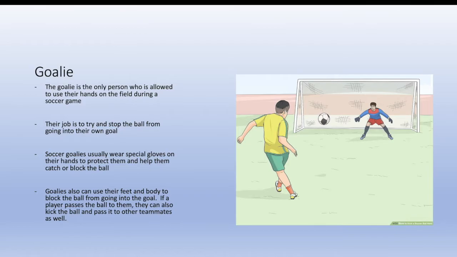If a player passes the ball to them, they can also kick the ball and pass it to other teammates as well. So if we look at this picture over here, we see the soccer player kicking the ball, trying to score into the goal. However, this team has their goalie ready. Goalie has special gloves on, and the goalie is going to try and block the ball from going into the goal. If the ball gets past the goalie, his team would end up getting a point.